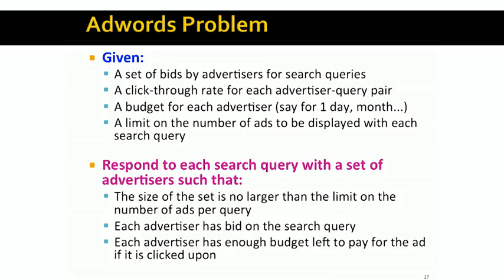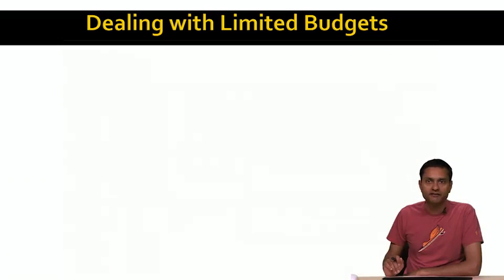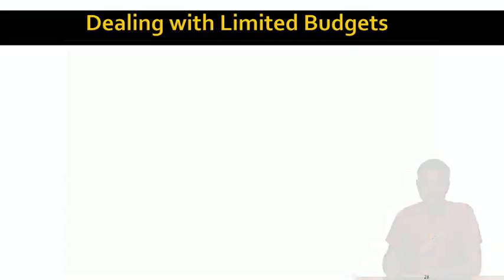So we don't actually want to show ads from advertisers who don't have a budget to pay for the clicks if they do actually happen, because that's not a winning proposition for us. So the question is, how do we deal with this issue of limited advertiser budget, that we don't want to show or cannot show an ad from an advertiser whose budget has been exhausted?